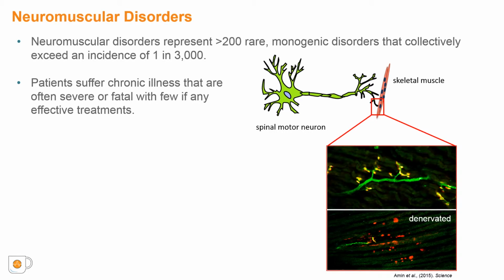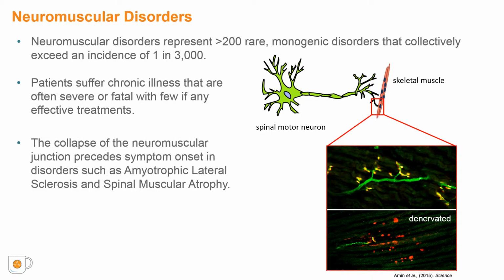The neuromuscular junction, shown here, is the specialized synapse between motor neurons and skeletal muscle that is responsible for motor function. In many neuromuscular disorders, we know that neuromuscular junction collapse precedes symptom onset and neuronal loss, suggesting that aiming to ameliorate this upstream event may be beneficial therapeutically. However, little is known about how denervation actually occurs in disease.